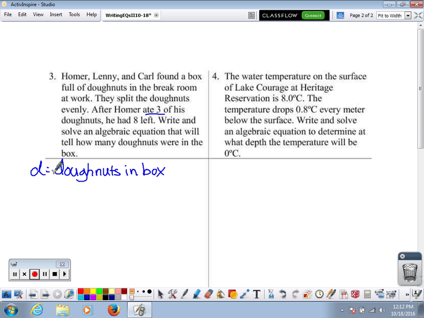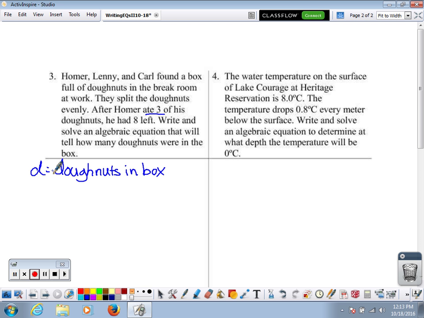Okay? Now, guys, it's super important that we pick a variable. We list what it represents, but we also need to choose what letter we're going to use, because I don't want to have to write donuts in the box in my equation. I use D as a variable to represent that, and every time I see the letter D, I know it means donuts that were in that box before Homer, Lenny, and Carl got to them. Now, we read it a second time, and the second time we read through, that's when we look for the numbers and the operator words.